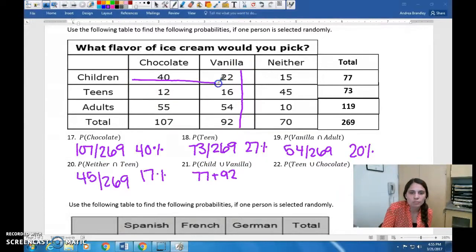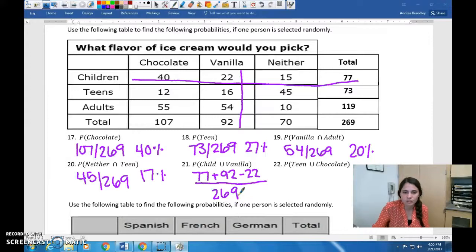The only challenge is if you look at the vanilla column, so we counted all these people, and you look at the children column, we counted this 22 right here twice, because we counted it in the row and in the column. So we've got to subtract one of those 22s out, so we make sure we just count it once instead of twice, and then divide it by 269. So if I enter all that in a calculator, 77 plus 92 minus 22, and divide it by 269, I get 55%.